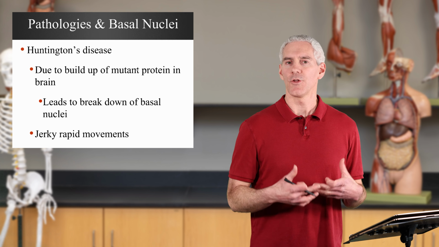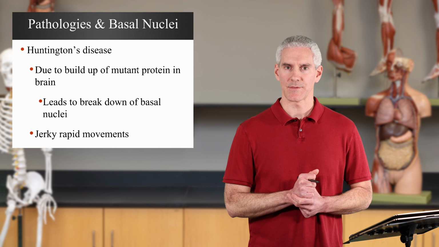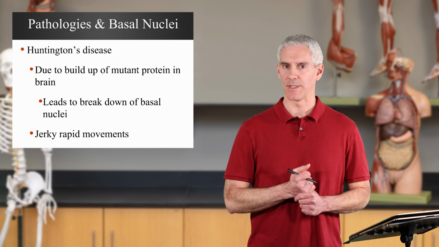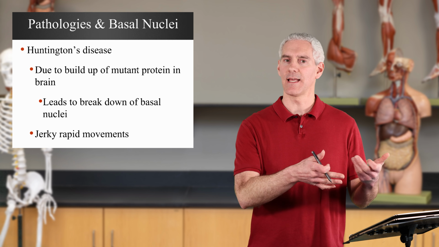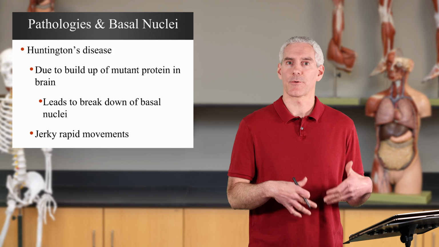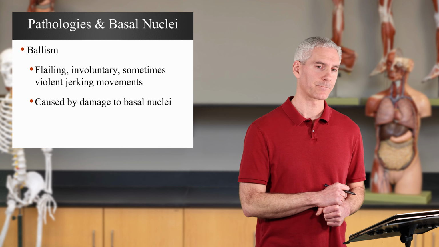Your movements become more jerky, more rapid. They're not really doing what you want them to do. So it's causing problems with the fluidity of your movements because you have now these antagonistic, these unnecessary movements occurring as the basal nuclei breaks down. It's not able to prevent them anymore. So that's the idea of Huntington's disease.